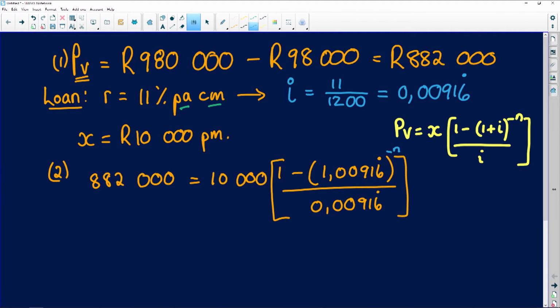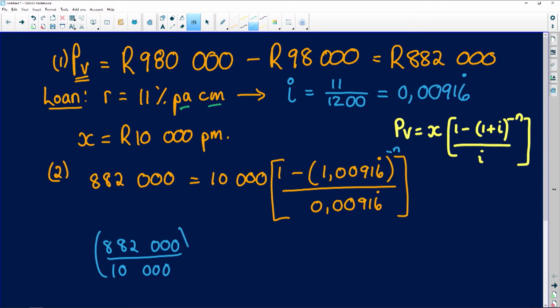Now remember that n is in the power, KG. So to get it out of the power, you need to apply log laws. Let's see, how do we get this by itself? Well, first of all, we will divide by 10,000 on both sides. Okay, so we're going to end up with 882,000 divided by the 10,000.